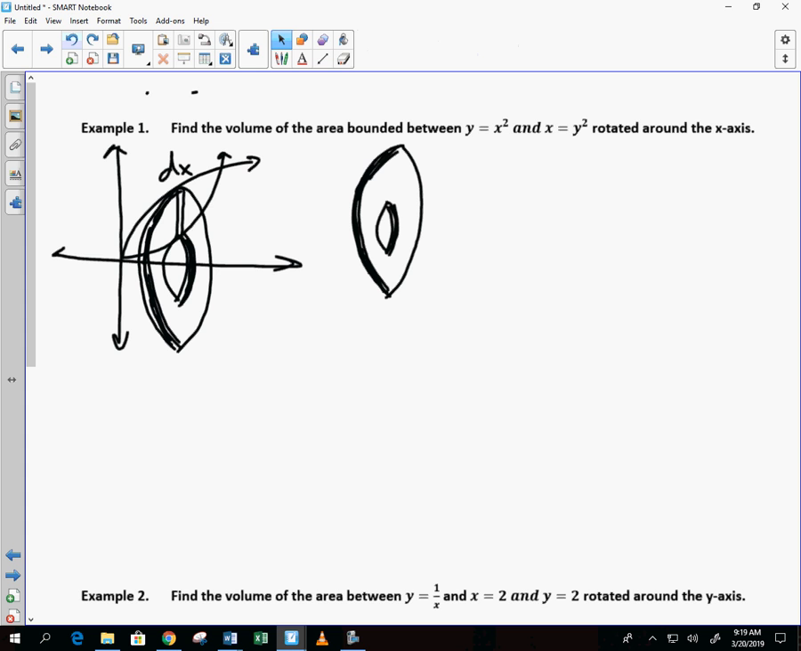As I draw this washer out there, it's going to allow me to insert some important pieces to it. Number one, the width is dx. Is everybody okay with that? The second thing I'm going to do is draw the axis of rotation. What is it rotating around? X equals 0. I'm sorry, y equals 0.